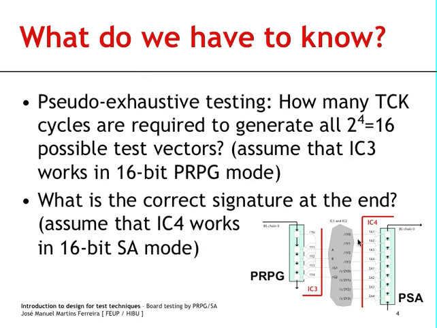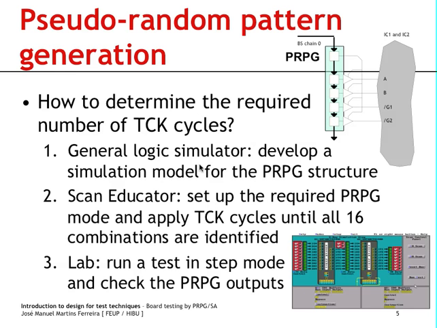In what concerns the device working in parallel signature analysis mode, we will need to find out what is the correct signature at the end. That is to say, if there are no faults present in the cluster, what is the expected signature that will be shifted out after our test is carried out. Well, we will split this in two parts and look first at the pseudo-random pattern generation part.